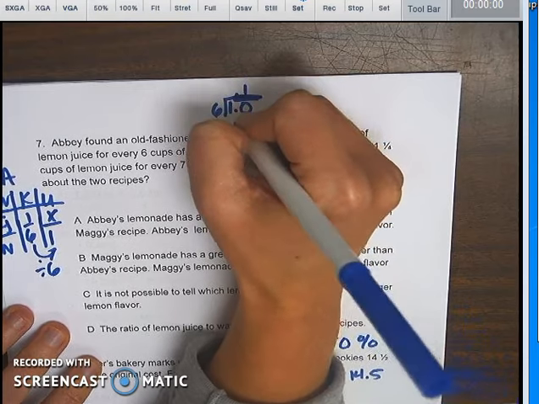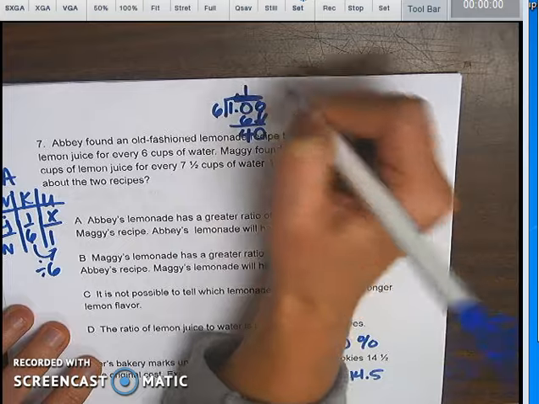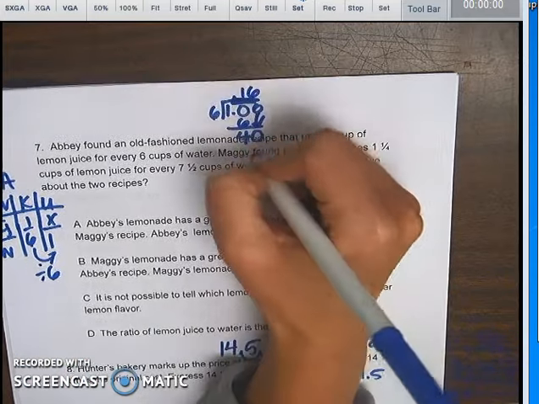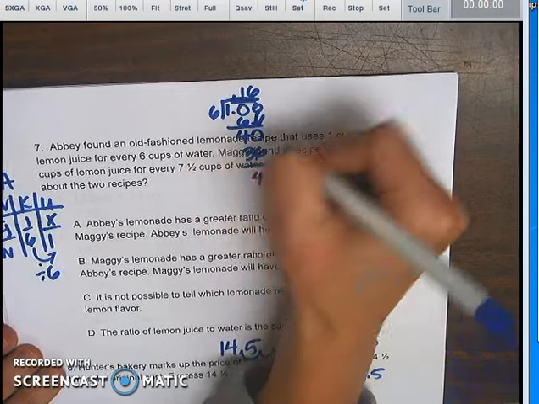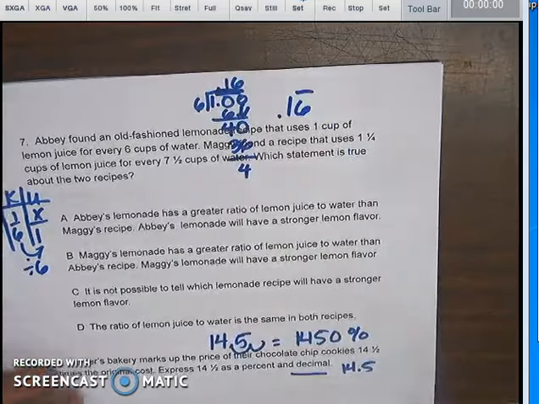So this would be 1, 4, bring down a 0. That's going to go in there 6 times. This is going to be 36. It's just going to keep repeating. So it's 0.16 repeating.